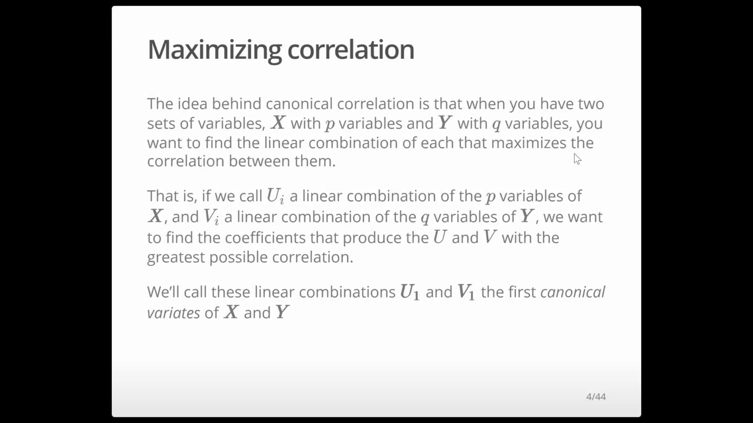The idea behind canonical correlation is that when you have 2 sets of variables, x with p variables and y with q variables, you want to find the linear combination of each x and y that maximizes the correlation between them. So if we're going to call ui a linear combination of the p variables in x and vi a linear combination of the q variables in y, we want to find the coefficients that produce the u and v with the greatest possible correlation. We'll call these linear combinations u1 and v1 the first canonical variates of x and y. Those shouldn't be bold. I'll fix that. Those should just be regular u and v because they're just single variables.